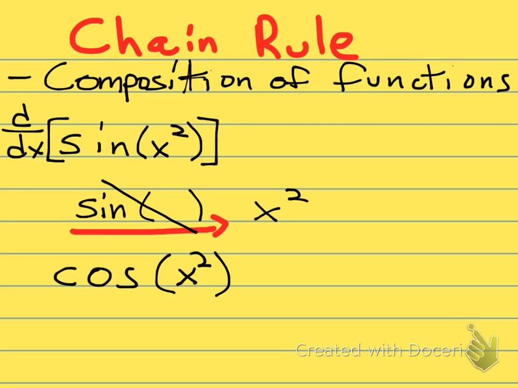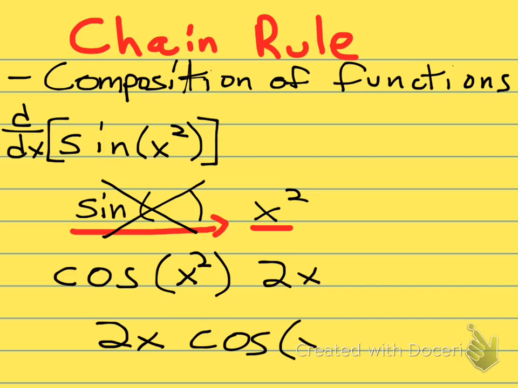Now I am done with the first part. So what I want to do is take the derivative of the inside part. So the derivative of the inside is just 2x. So multiplying those together, I could rewrite it as 2x times the cosine of x squared, which is the derivative of sine of x squared.